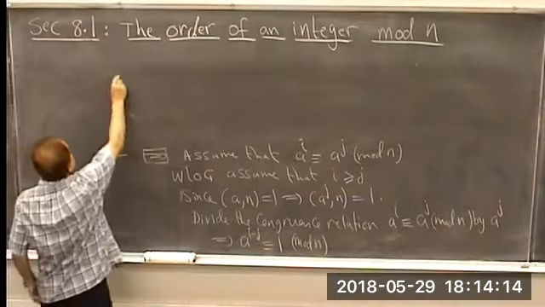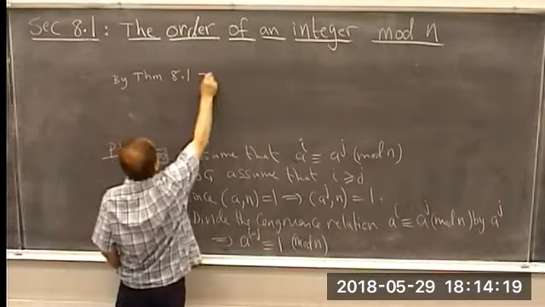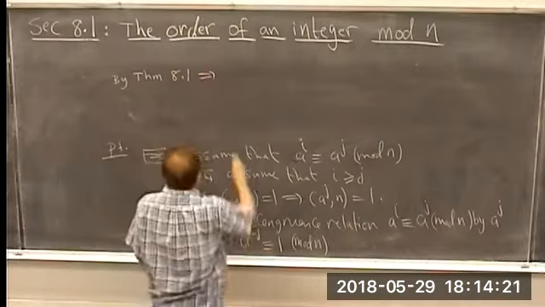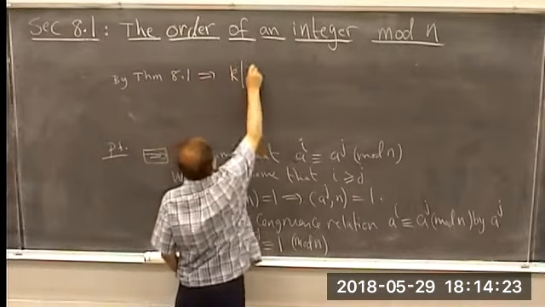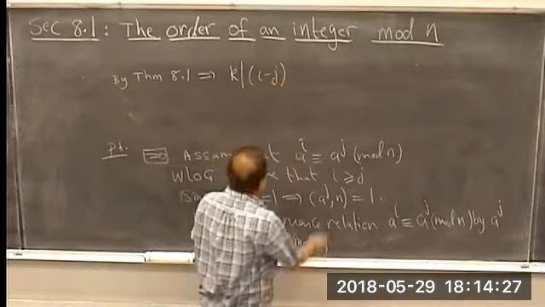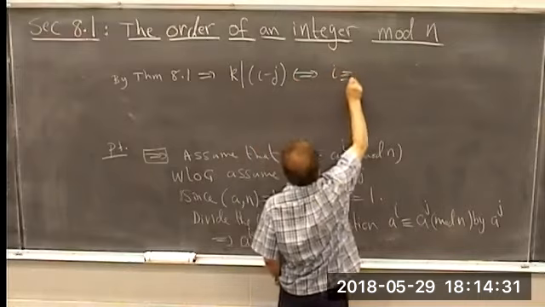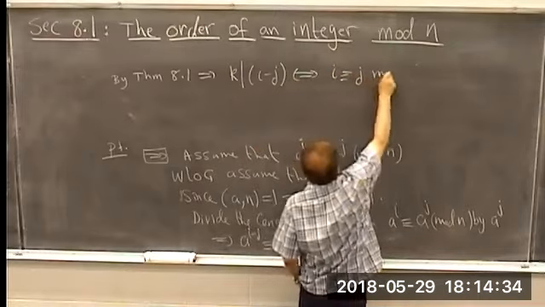By theorem 8.1, we have k, which is the order, divides i minus j. And this is equivalent to saying that i is congruent to j mod k.